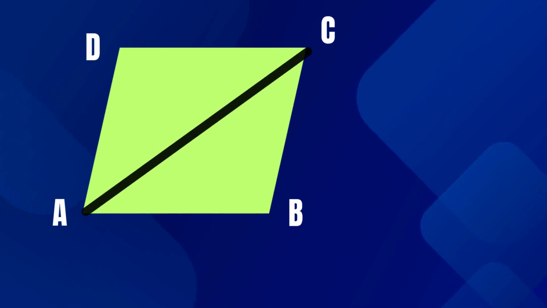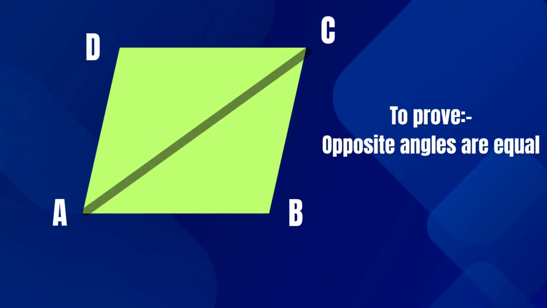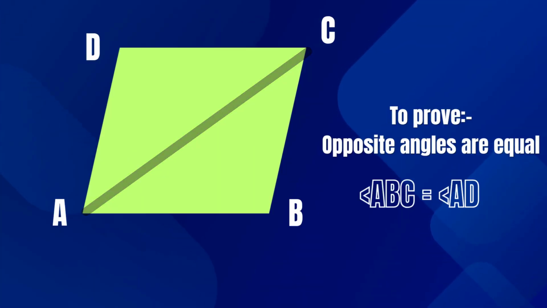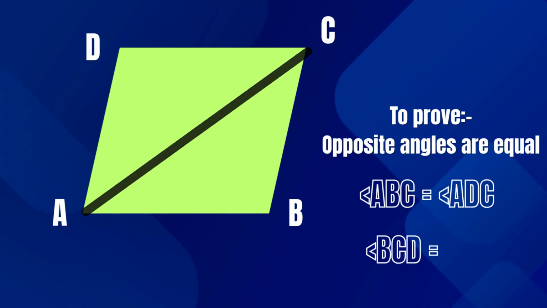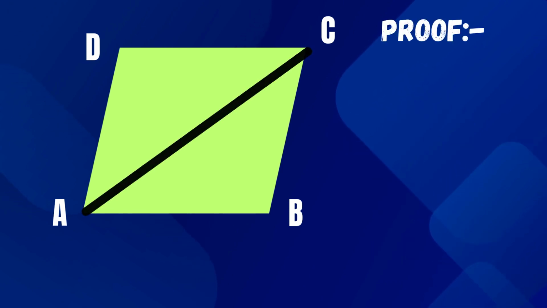The theorem states: in a parallelogram, the opposite angles are equal. That means angle ABC equals angle ADC, and angle BCD equals angle BAD. Now let us prove this theorem.